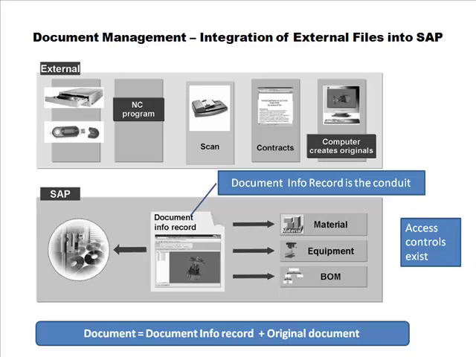Okay. Now, once you have created this link, access controls exist, like I had said earlier. Once you have created the link connecting the document info record to SAP objects, after that, you can navigate directly from the SAP object to the documents. You don't have to then go through the document info record. The purpose of this is only to establish that connection. Once the connection is established, you can go directly from SAP objects to the documents.